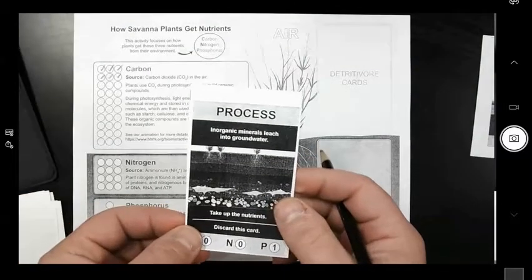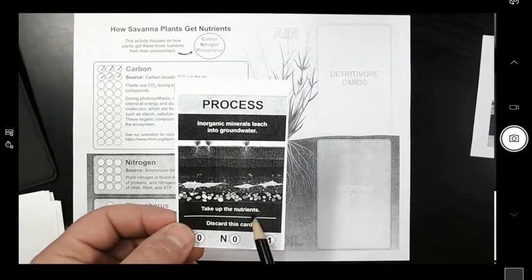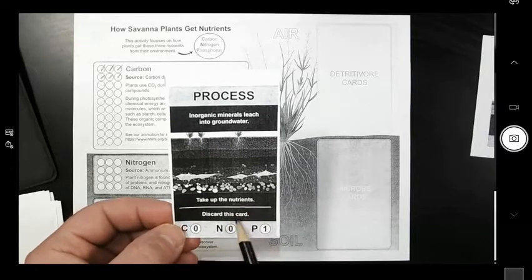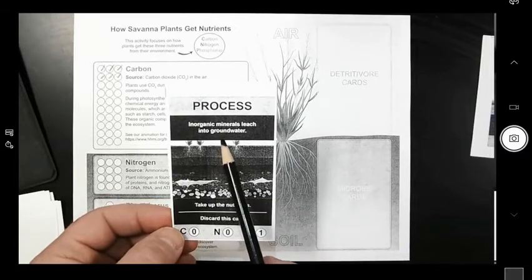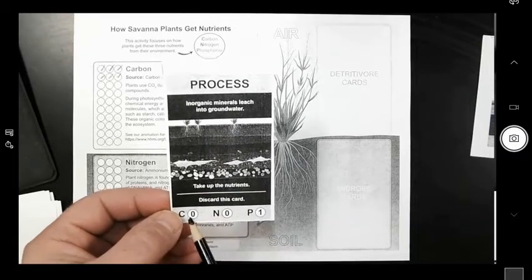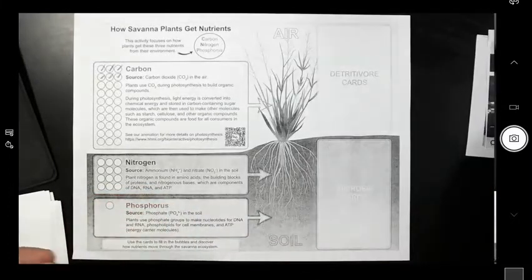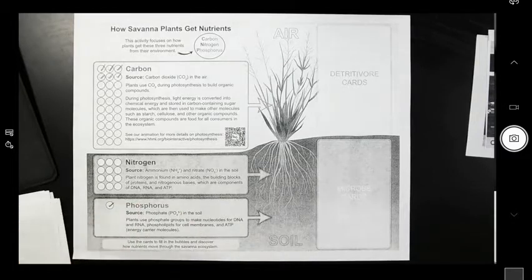Next, inorganic minerals leach into groundwater. Take up the nutrients. This is groundwater, so it does not require soil microbes. We can come down here. It says we receive 1 phosphorus from the groundwater. Okay, looks like our phosphorus is taken care of.